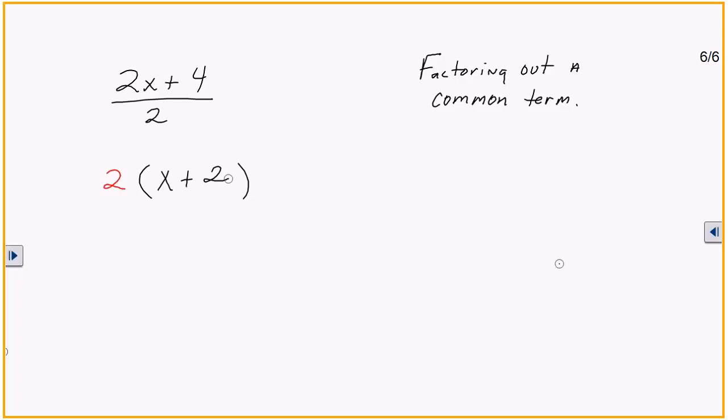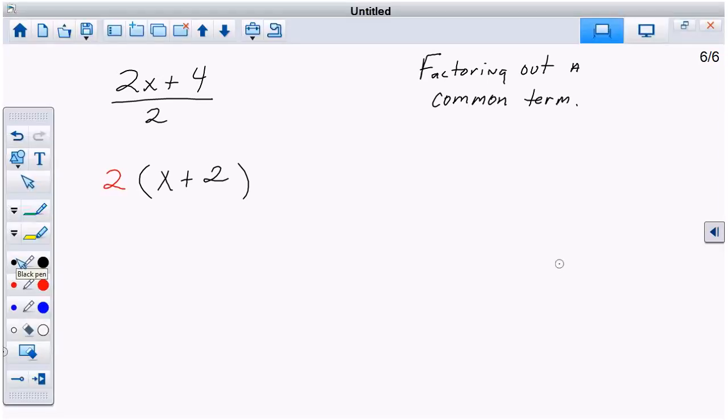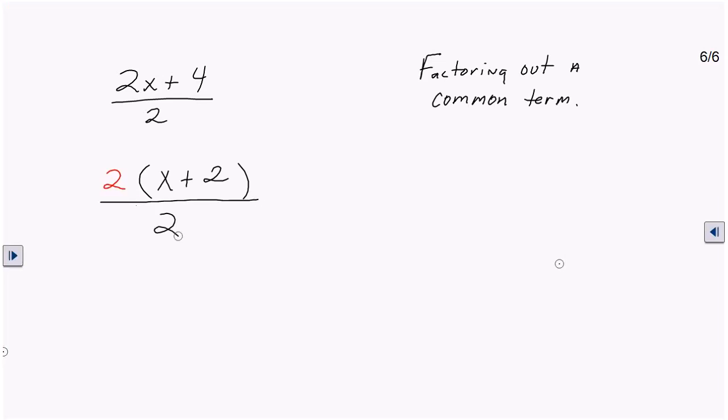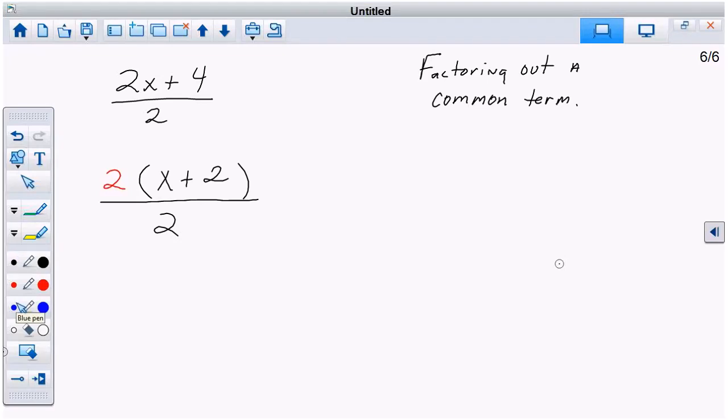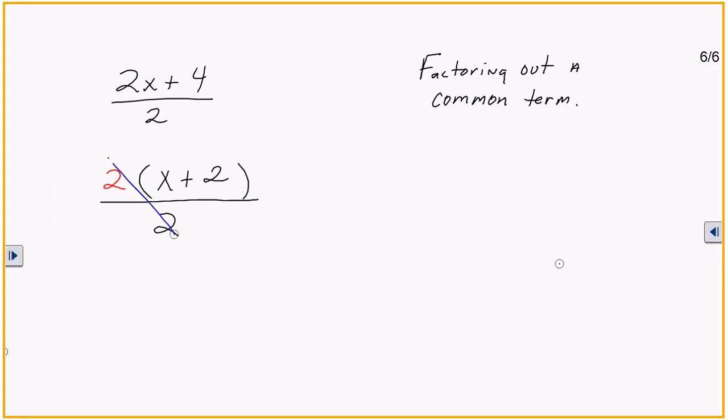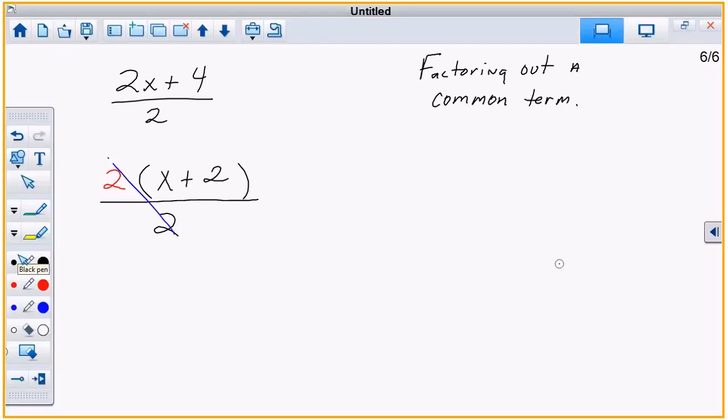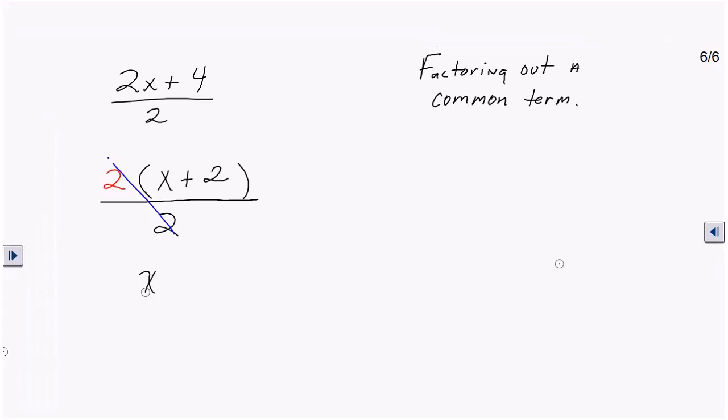Sorry about that. So we factored out a 2, and that's kind of like pulling the tablecloth out from under the plate, and the plate falls, and when it falls, it's x plus 2 instead of 2x plus 4. And that's over 2. And of course, 2 over 2 is 1. So we'll take a blue marker and we'll just cancel that out. And you're left with x plus 2.